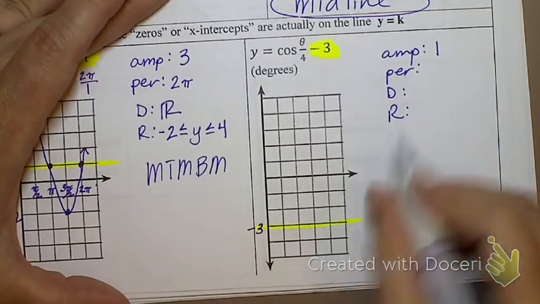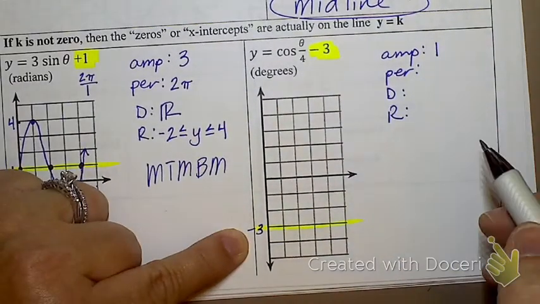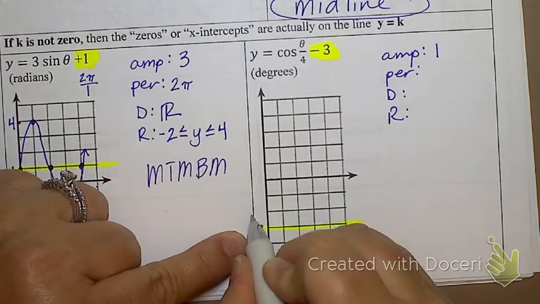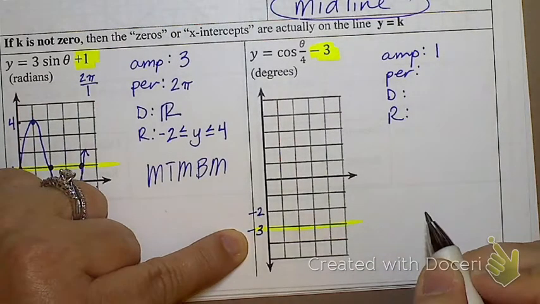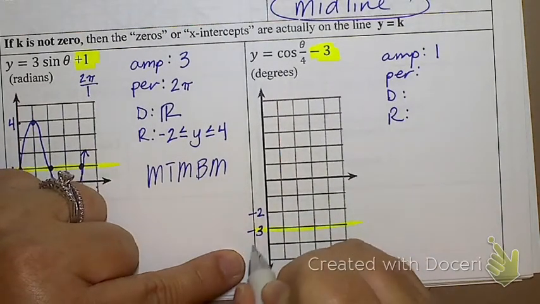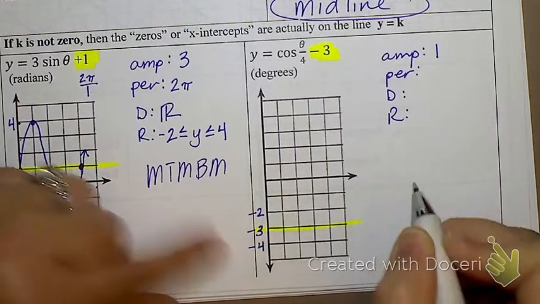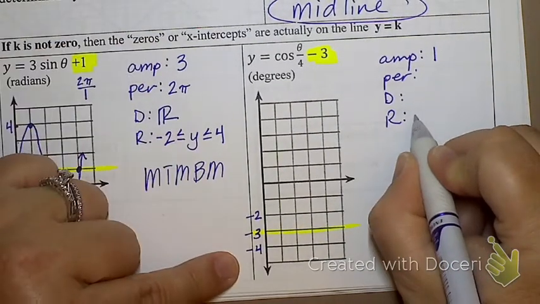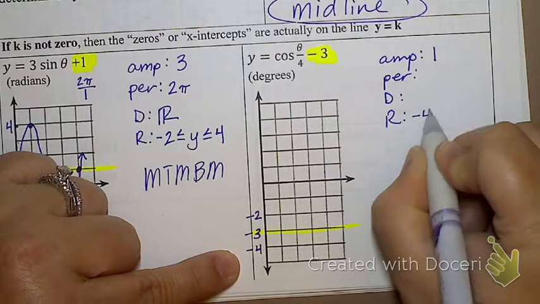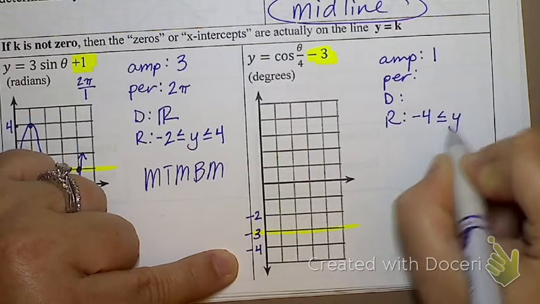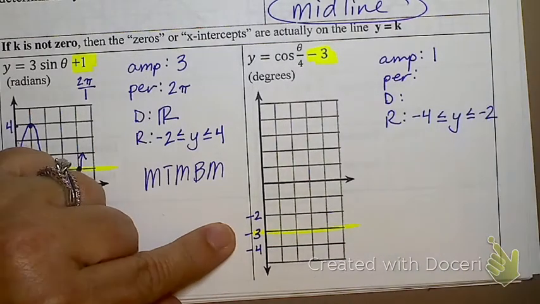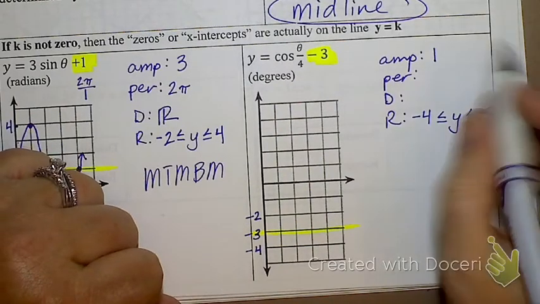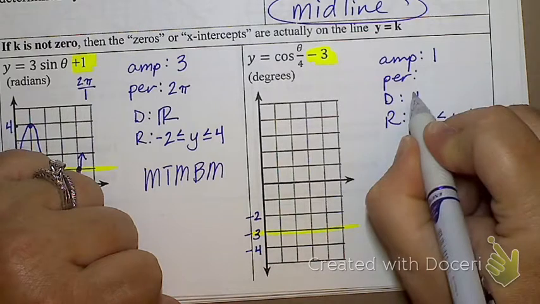And then also, from that midline, where am I going to be going? Up 1, which gets me to -2, and down 1, which gets me to what? -4. So what does that mean about my range? My range is going to be -4 to -2. Does that make sense? Domain is still all real numbers.